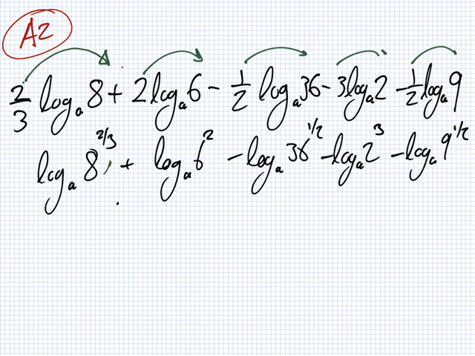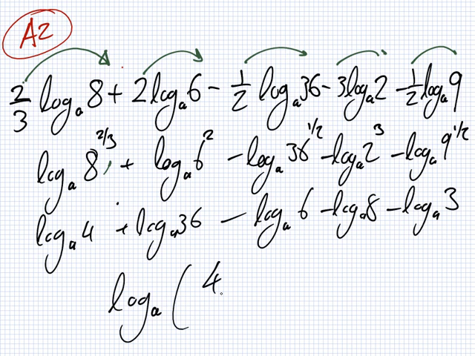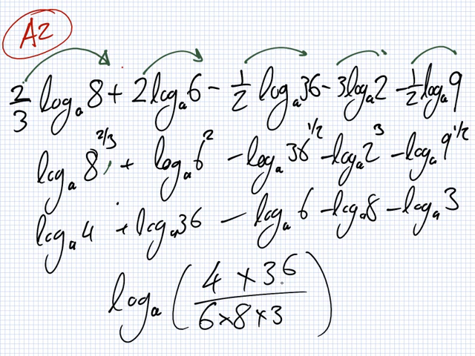Now, power 1 over 3. What would 1 over 3 be? Do you remember? Cube root. So cube root of 8 is 2 squared, 4. 6 squared, 36. Square root 36 is 6. 2 cubed is 8. And square root 9 is 3. Now, when you add, they multiply. And when you minus, they divide. So you can actually simplify this as log A 4 times 36 over 6 times 8 times 3. The 4 and the 36 are on the top because you're adding, and these 3 numbers are at the bottom because you're minus, and you're allowed to do this because they're all base A.